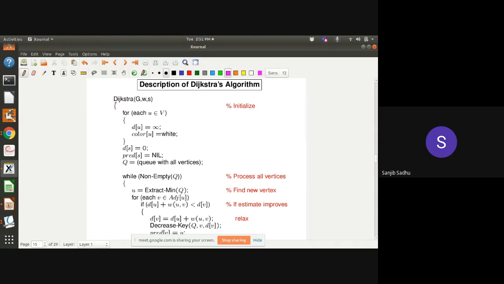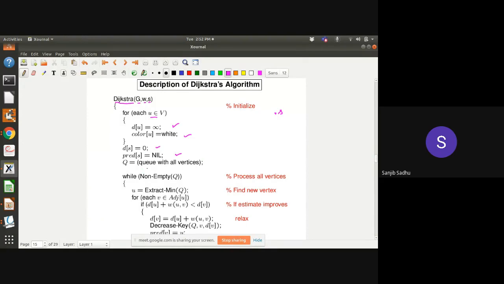Anyway, in Dijkstra's algorithm, G is the weighted graph. What do you mean by s? s is the single source vertex from which you will start. Now for each vertex u in V, what will you do? du is infinite, as I am assuming there are no paths from source s, so their weights are infinite and all these are colored white. Now ds is 0, the distance from s to s is 0, and the predecessor of s is nil. There is no predecessor vertex for s because it is the single source.